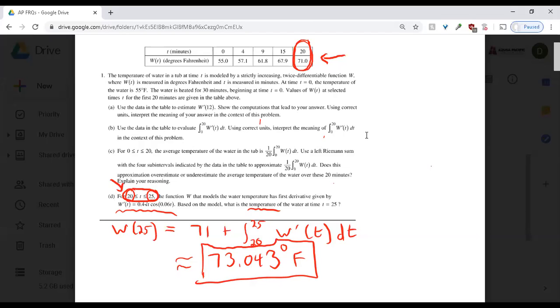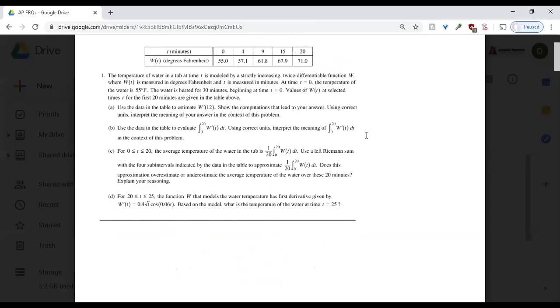Okay. Other questions on number 1? Can we look at 1B? 1B. Yep, let's look at 1B. Okay, so on 1B, here we're going from 0 to 20.